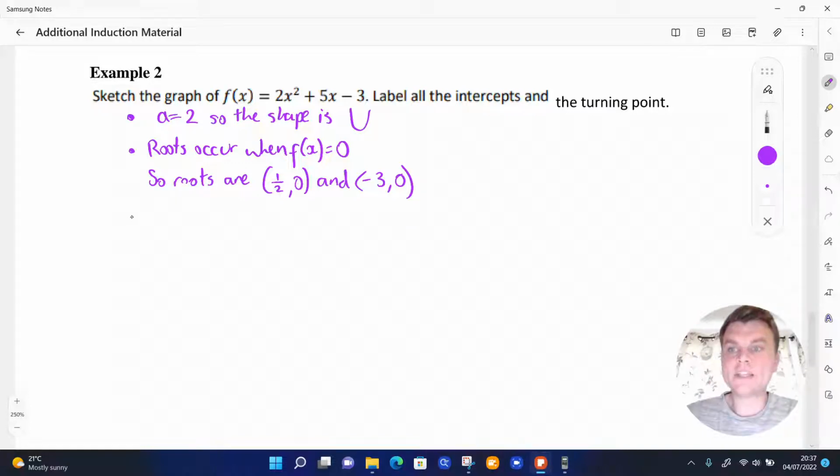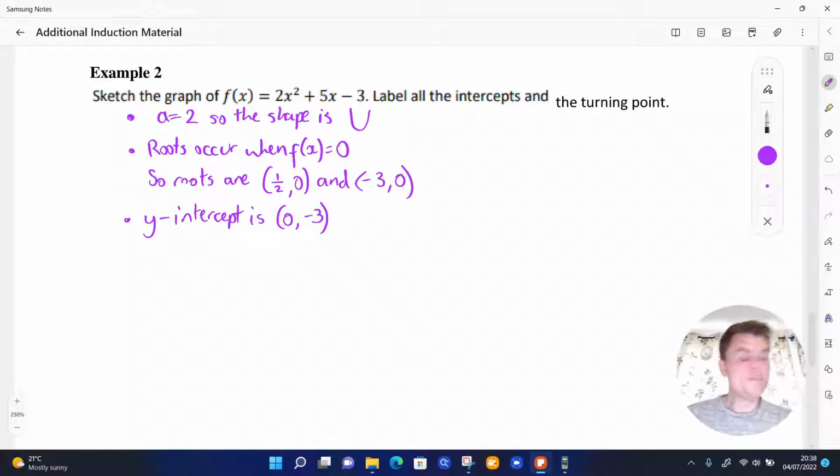Next thing to look at is the y-intercept, because that's another intercept that we need to mark on there. Y-intercept for this one, quite simply, is just going to be minus 3, because if we let x equals 0, that will then allow us to find the y-intercept. So y-intercept is 0, minus 3. And the final one is the turning point.